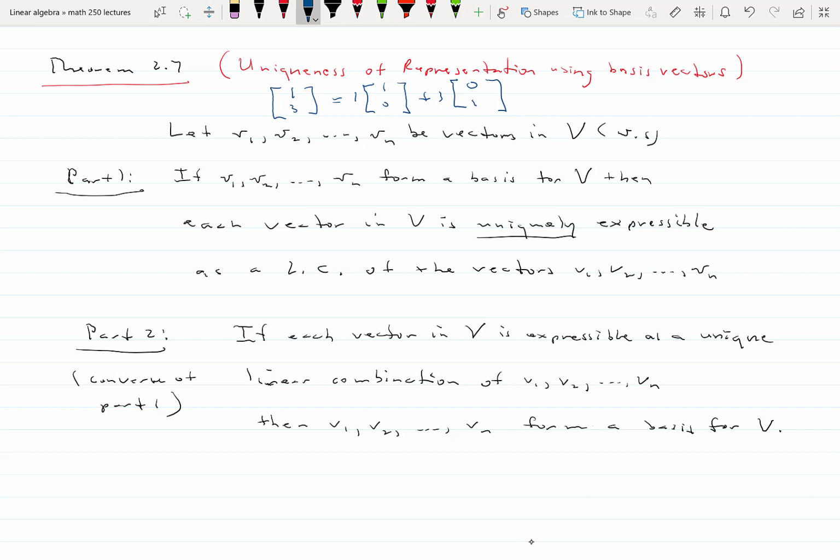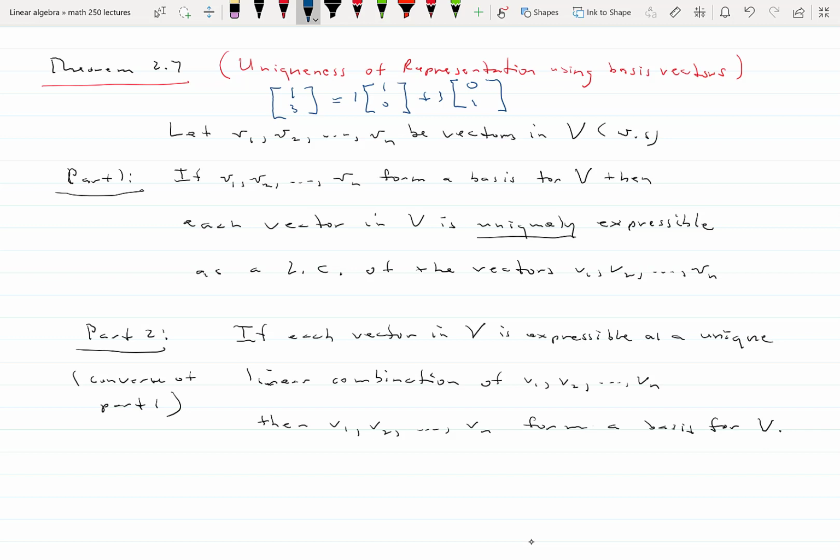Okay, so this theorem is basically saying that in general, the theorem is an if and only if theorem, just like one of our previous theorems, but I've broken it down into two parts, and I'm going to prove one way. The theorem says this, at least part 1 says this. Let's start with v1 to vn vectors in a vector space. Part 1. If those n vectors form a basis for V, then each vector in V is uniquely expressible. That means there's only one.